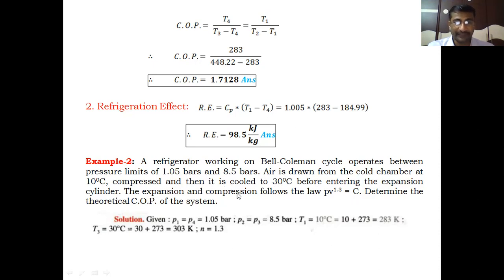The expansion and compression follow the law PV^1.3 = constant. That means the expansion and compression are polytropic processes with a polytropic index of 1.3. Determine the COP of the system. What is the COP of this Bell-Coleman cycle?